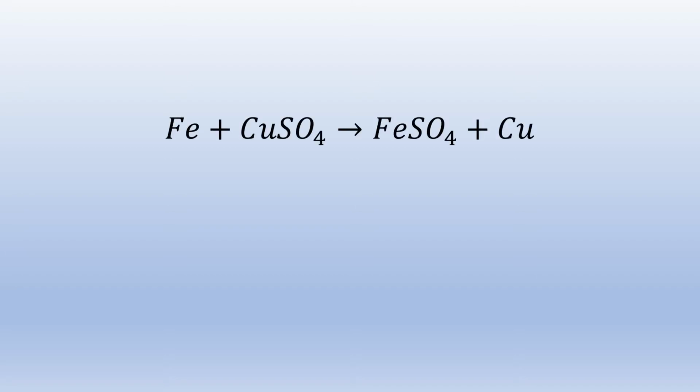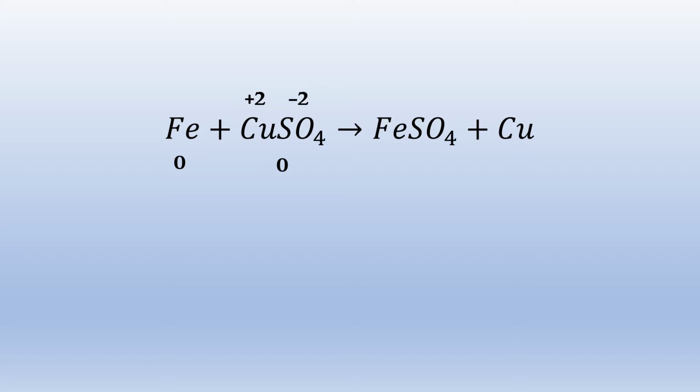A great example of this reaction is iron reacting with copper sulfate. The balanced formula is Fe plus CuSO4 to FeSO4 plus Cu. Iron will have a charge of 0, as will copper sulfate. In the ion, copper has a charge of +2 and sulfate has a charge of -2.